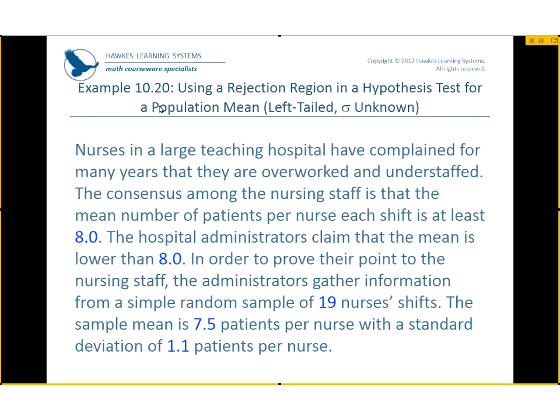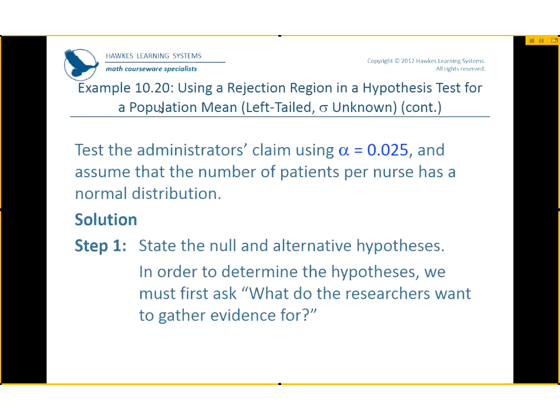So let's do an actual problem. Nurses in a large teaching hospital have complained for many years that they are overworked and understaffed. The consensus among the nursing staff is that the mean number of patients per nurse each shift is at least 8. The hospital administration claims that the mean is lower than 8. In order to prove their point to the nursing staff, the administration gathered information from a simple random sample of 19 nurses' shifts. The sample mean is 7.5 patients per nurse with a standard deviation of 1.1. Test the administrator's claim using a significance level of 0.025 and assume that the number of patients per nurse has a normal distribution.